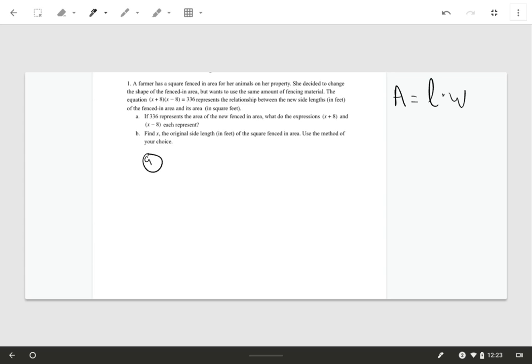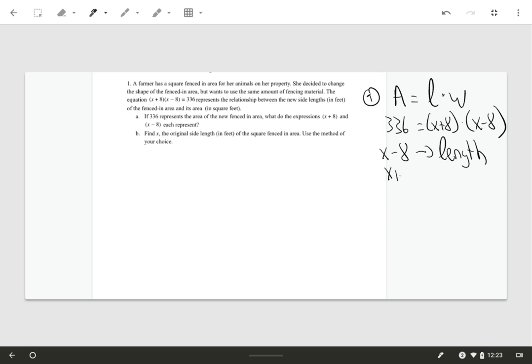So they're telling us that 336 represents the total area. Then that means the other two things are going to represent the length and the width. So in this case, x + 8 will represent the length, and x - 8 will represent the width. So to answer that question, x - 8 represents the length, and x + 8 represents the width. That is what we're looking for in Part A.